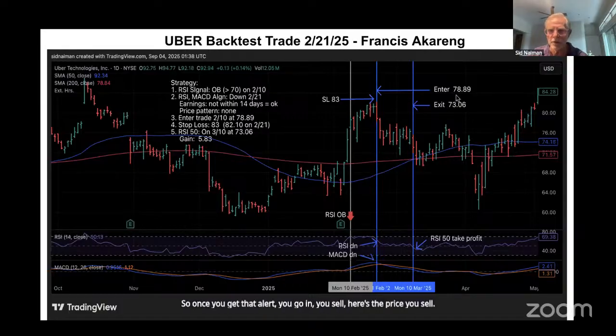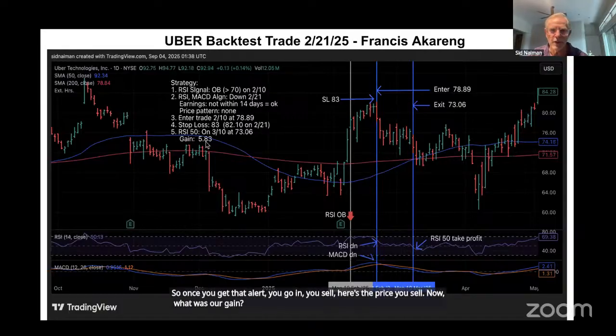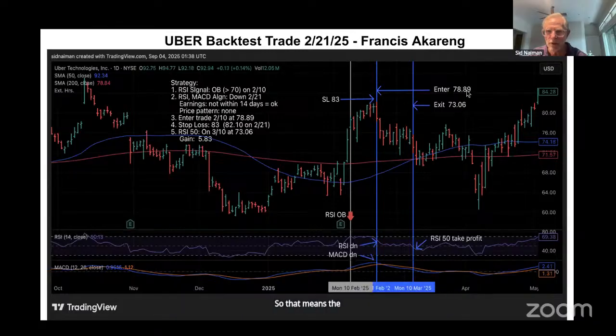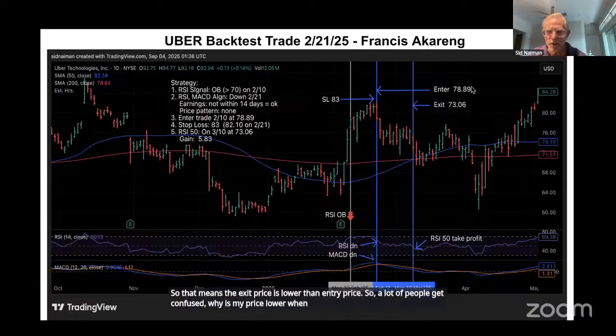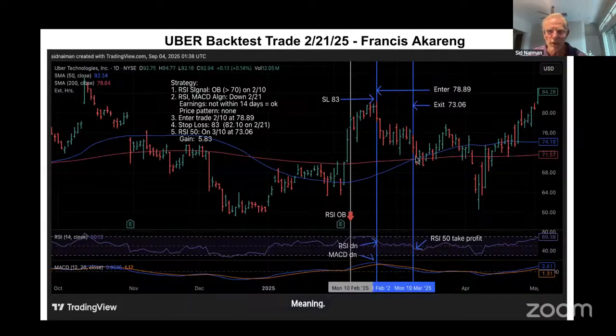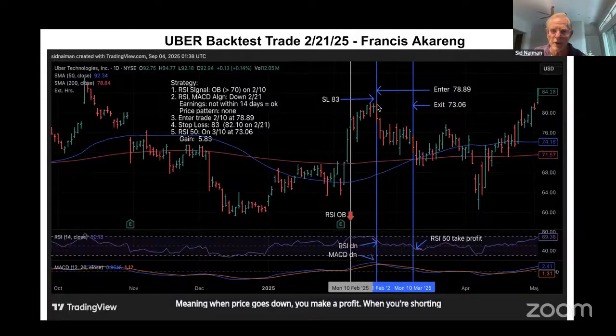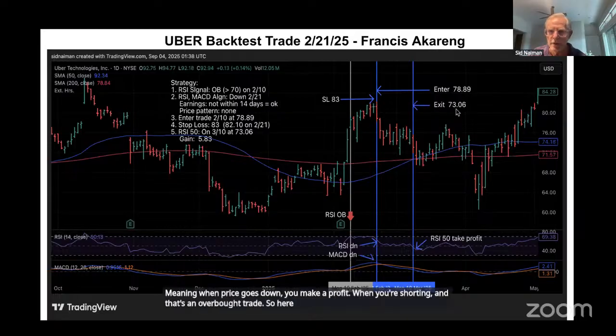Now, what was our gain? So we gained 5.83. The difference was between the entry price and the exit price. Now we're shorting, so that means the exit price is lower than entry price. So a lot of people get confused. Why is my price lower when I get out and I'm making a profit? Because you're shorting, you're selling, meaning when price goes down, you make a profit when you're shorting, and that's an overbought trade. So here is the difference between this, the gain 5.83.